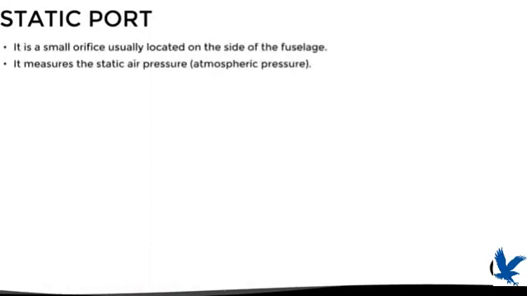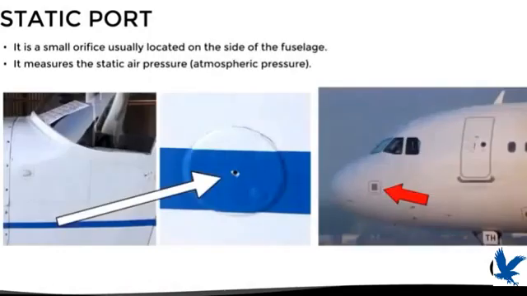This consists of a small hole normally located on the side of the fuselage, and it measures the air static pressure, or in other words, the atmospheric pressure. This static port is located in such a way that only the static pressure is allowed to enter, and not the dynamic pressure. Let's see how this is achieved.